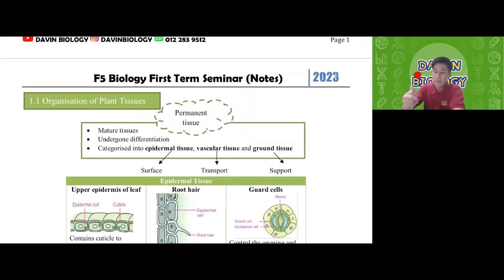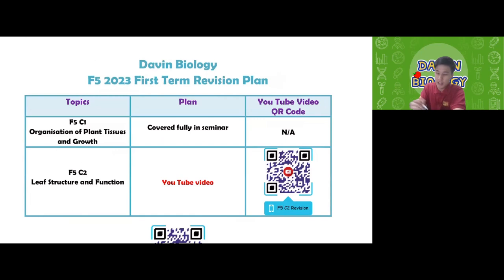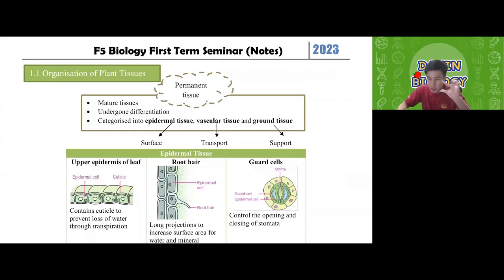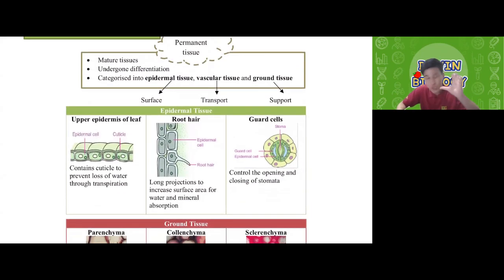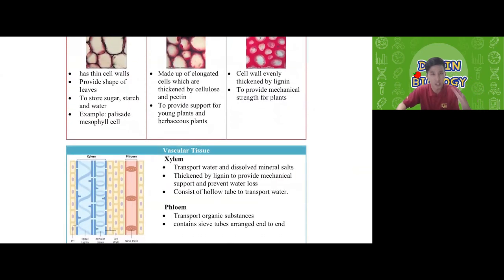All right, so chapter 1 is about plant growth. It's written here: organization of plant tissues and growth. However, we will only be focusing on growth today. We won't really study plant tissues because that part is not too important, and due to time constraint, of course. For 1.1, plant tissues, maybe later I'll mention a bit, but in detail I won't go through it. You have to read it yourself: epidermal tissue, ground tissue, and vascular tissue.